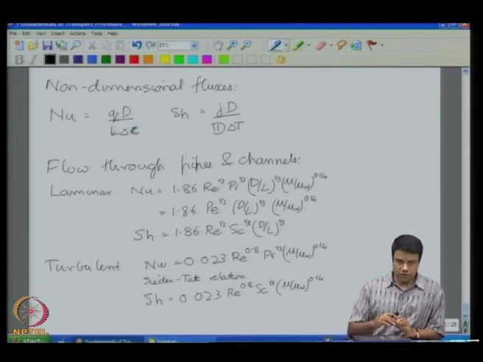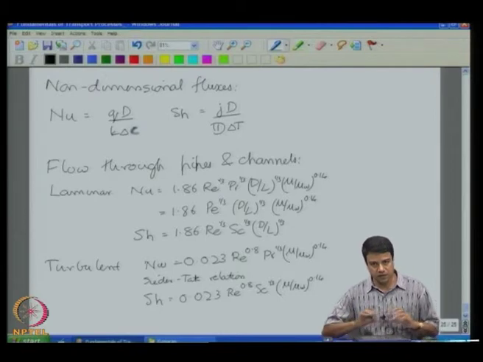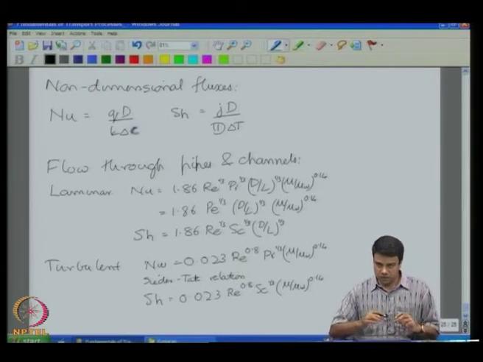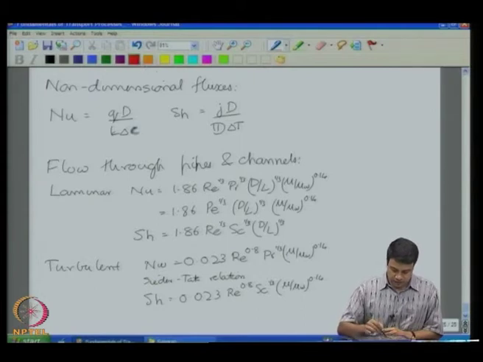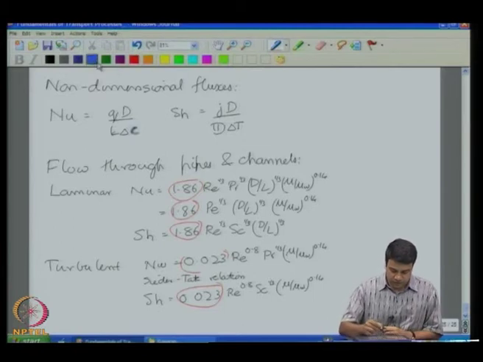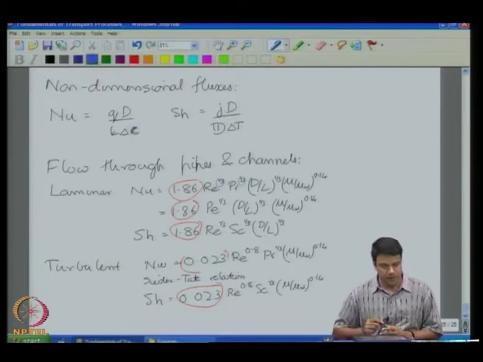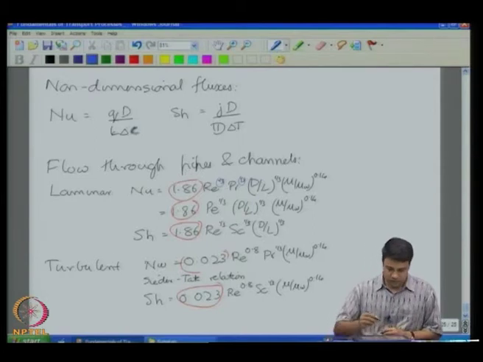So that was for flows through pipes and channels. These correlations are for flow through cylindrical pipes. For flow through other kinds of geometries, these coefficients will change, but the general relationship will not change. For other kinds of geometries, these powers will remain the same. We will look in this course at why these powers come about.